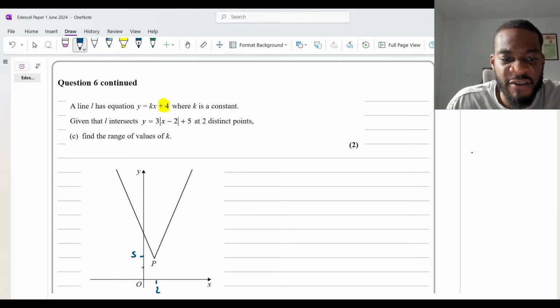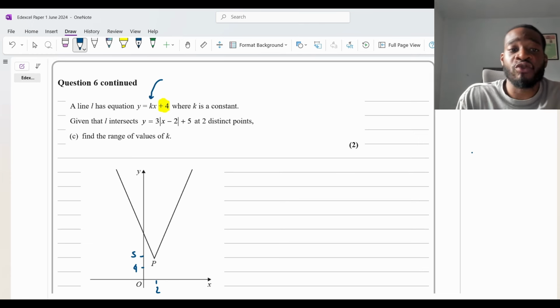So let's just say 4 was here, for example. Obviously, it's a sketch, right? So let's say 4 is there. Now, we're trying to find the range of values of k, right? What does k represent in the context of this line? It's the gradient, right? What happens when the gradient changes? The steepness or the slope of it changes, right? It depends on what k is. Either it's going to be very steep or it's going to be very flat, right?